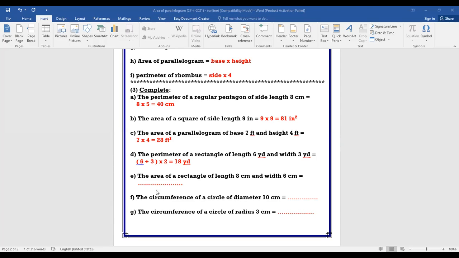Go ahead, Aser. Area of a rectangle of length 8 and width 6. Length multiplied by width, it will be 8 multiplied by 6 equals 48 square centimeters.